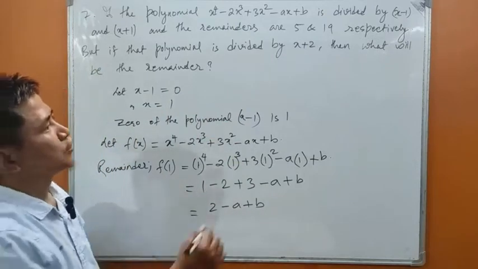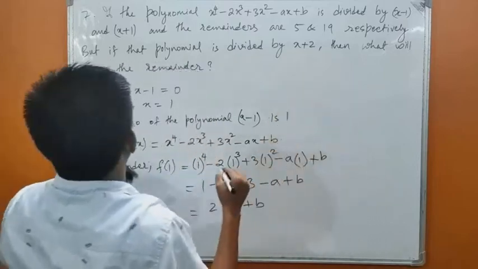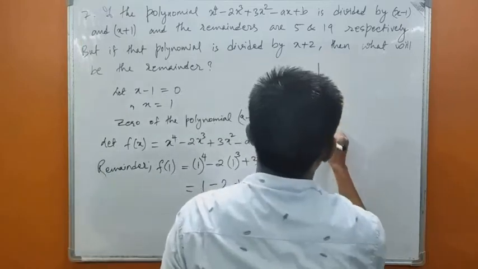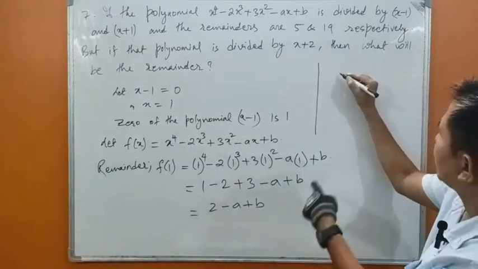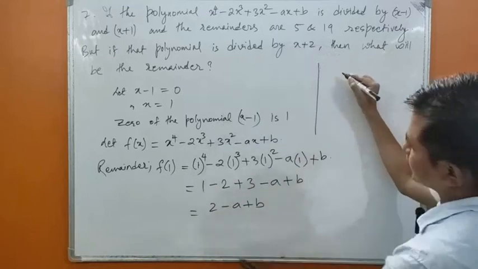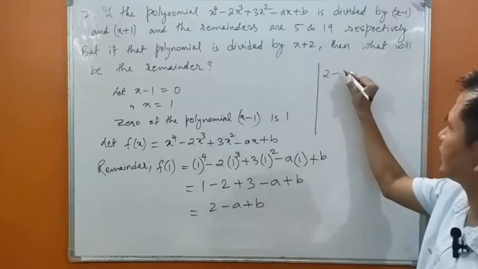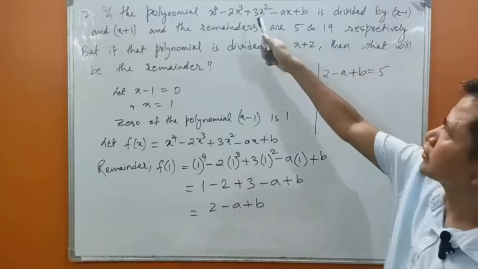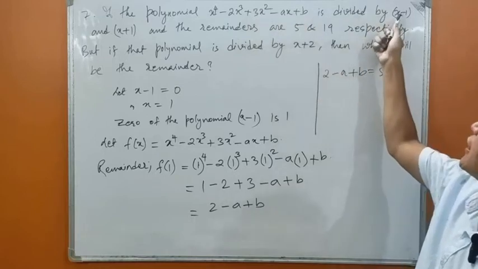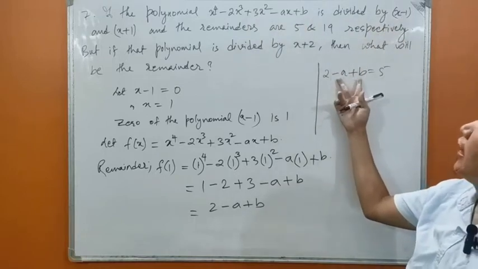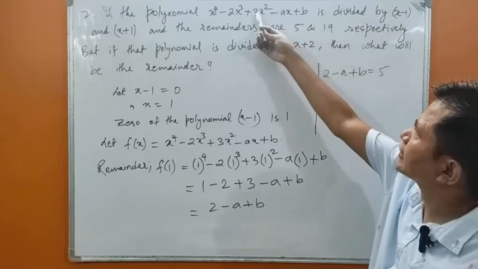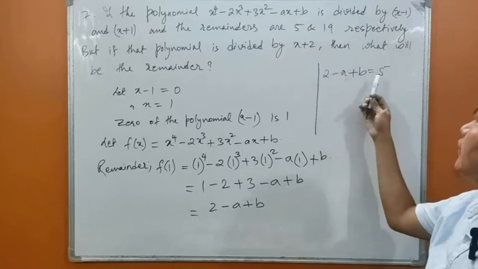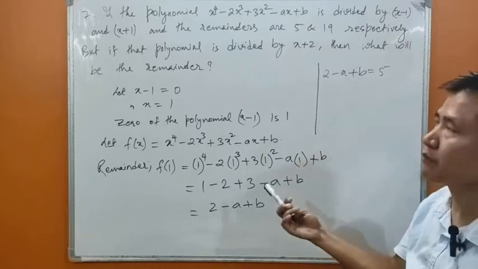This is the remainder. So therefore, let me write here. Please copy this part. Okay, let me continue here. So 5 equals to this, isn't it? So 2 minus a plus b equals to 5, because when we divided this expression by x minus 1, we got this remainder, and the question has provided when this expression is divided by x minus 1, the remainder will be 5. So this remainder and 5 are equal because they are the same remainders.